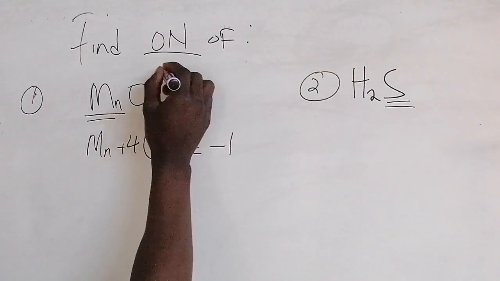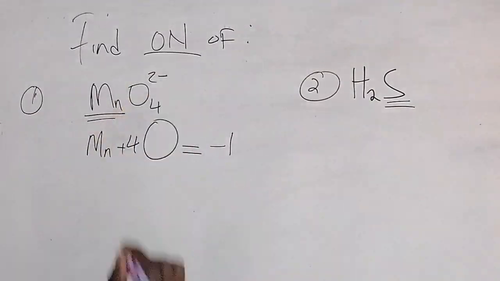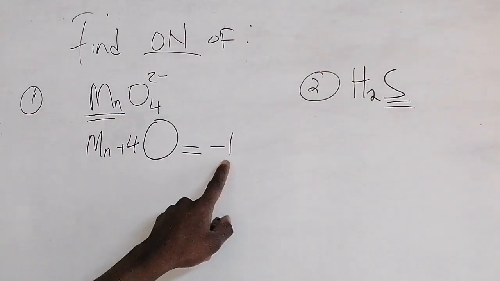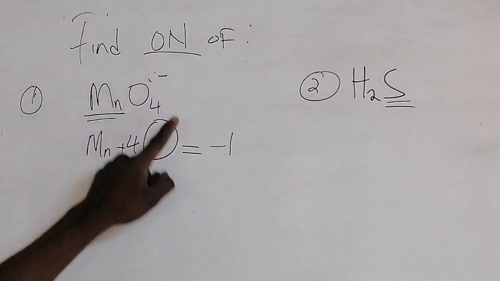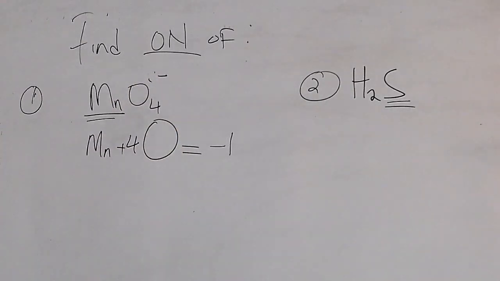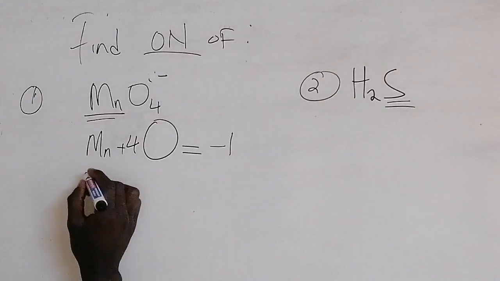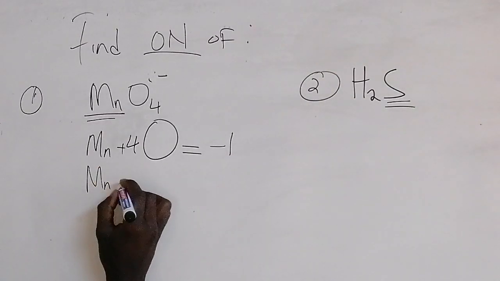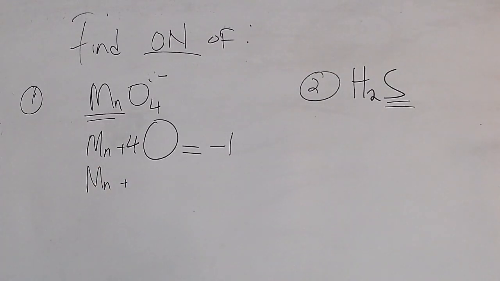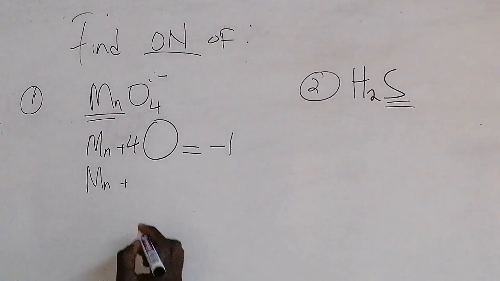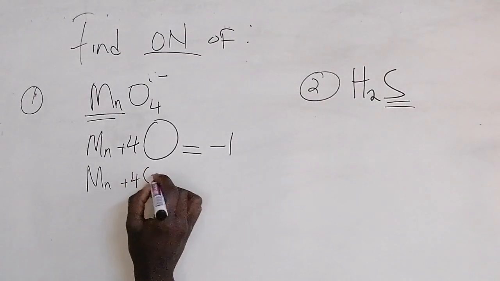But if I had something like 2 minus, I would put it on the right-hand side of the equal sign, since it is the net charge. Now, we know that whenever the oxygen atom is bonded with other elements, its oxidation number is always -2.